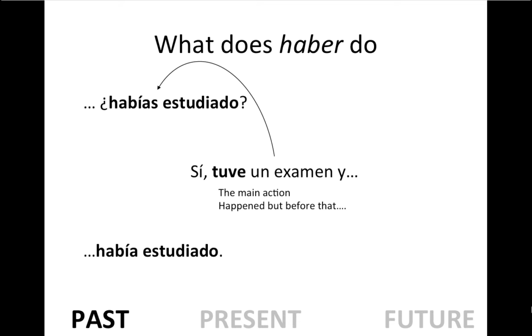So your answer would be, sí, tuve un examen y había estudiado. Yes, I had an exam and I had studied prior to that. So we see here that haber throws the action before the main action that already happened. So that's what haber is doing in the present tense, right now, and also in the past. It subdivides the past and puts a prior action really close to what the main tense of the verb is. In this case, tener is in the preterite. It's in the past tense. So you would use past tense haber with the participle, habías estudiado.